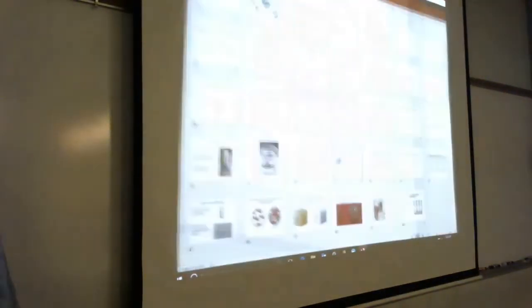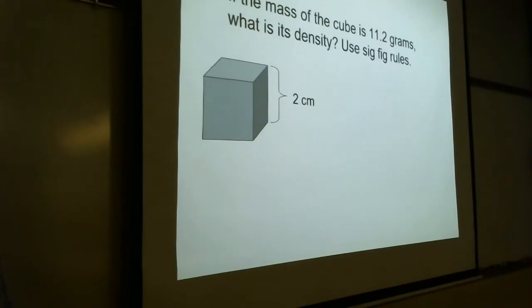All right, let's look at the answer to this one. If the mass is 11.2 grams, what is the density? Now we know that this is a cube. Will we need to use volume displacement to get the volume here? No, that's a regularly shaped object. So we just get the volume by cubing 2. But unlike the previous problem, the one in the previous one was 2.0.